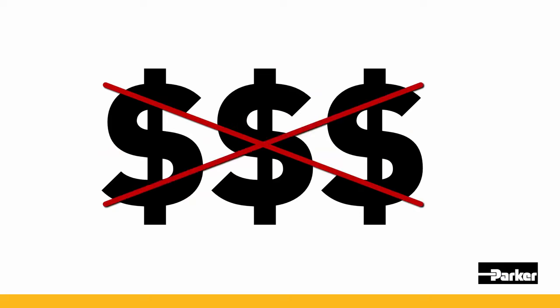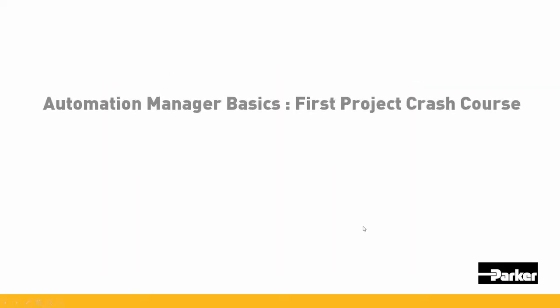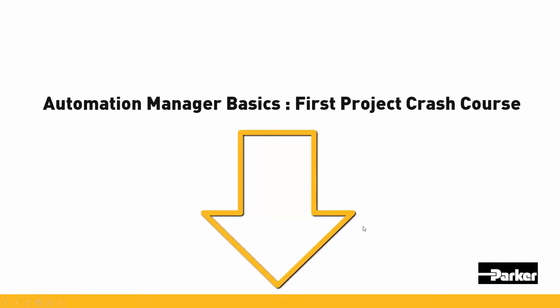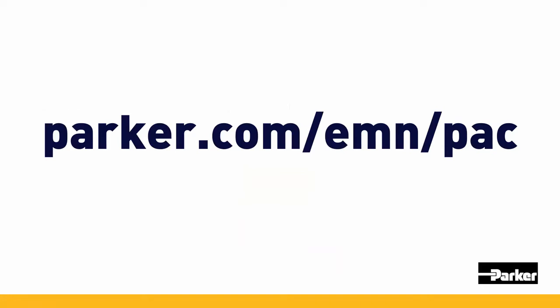We're going to recreate the same program from our first Project Crash Course video, and we'll include a link to it in the description below. First things first, download Parker Automation Manager 1.4 or newer from the PAC product page by going to parker.com/emn/pac and downloading it from the support tab.